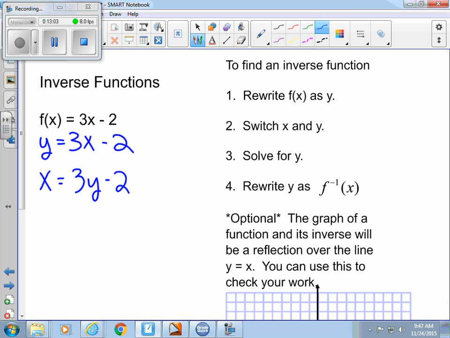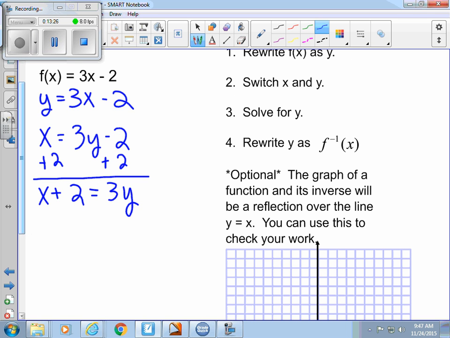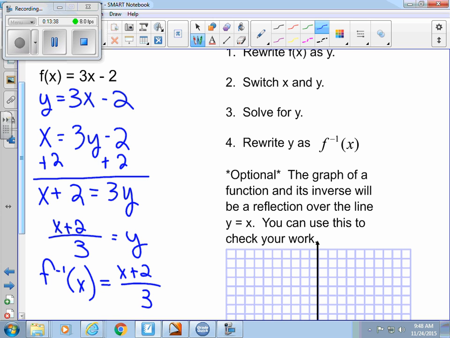Step three: solve for y. So you see why on the bell ringer I made you solve for that x earlier? Practice. How will we solve for y? Add 2. Divide by 3. Step four: rewrite y as f inverse. So just rename this as f inverse of x. The little negative one at the top stands for inverse.